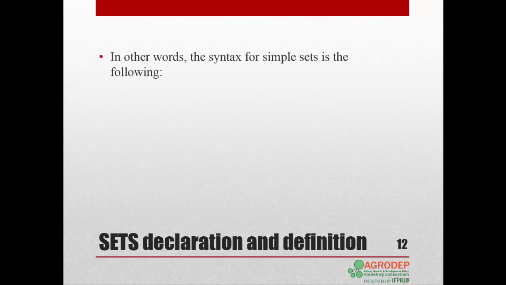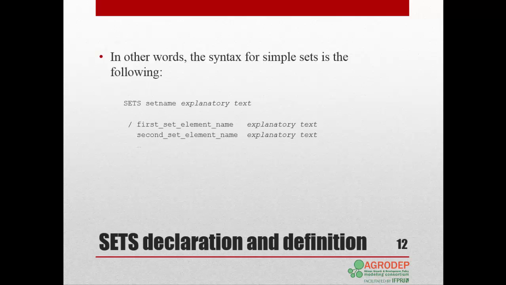In other words, the syntax for simple sets is the following. The keyword sets is followed by the set name, followed by explanatory text, a slash to start the list of elements, the name of the first element followed by text, the name of the second element followed also by text, and so on until all the elements have been listed. A slash to end the group of elements in the first set. Same process for all the sets. Note that the items in italics are optional.